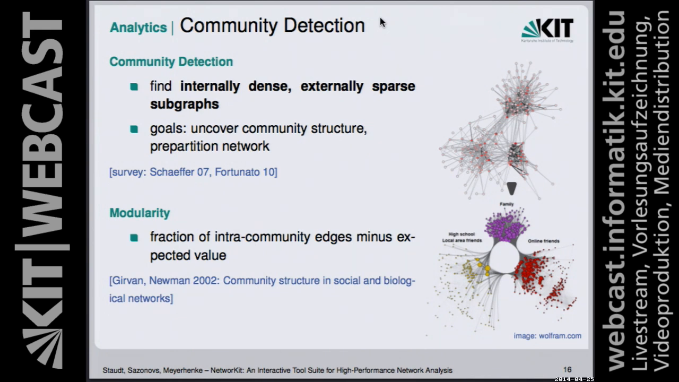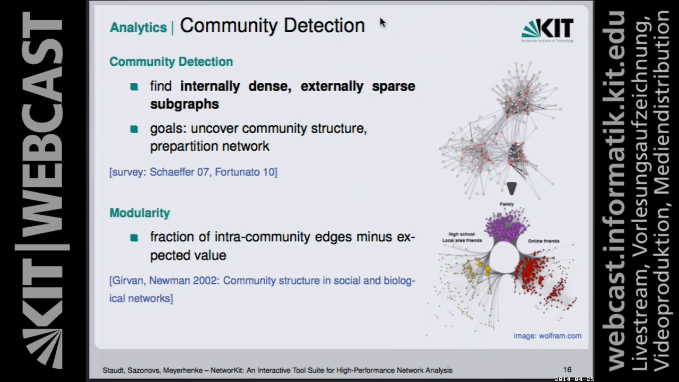Okay, now to the set of features which started the project. Basically, we started out with a few community detection algorithms, and the task of these algorithms is to find the internally dense and externally sparse subgraphs. The task is to uncover the community structure which is present in most of these complex networks.